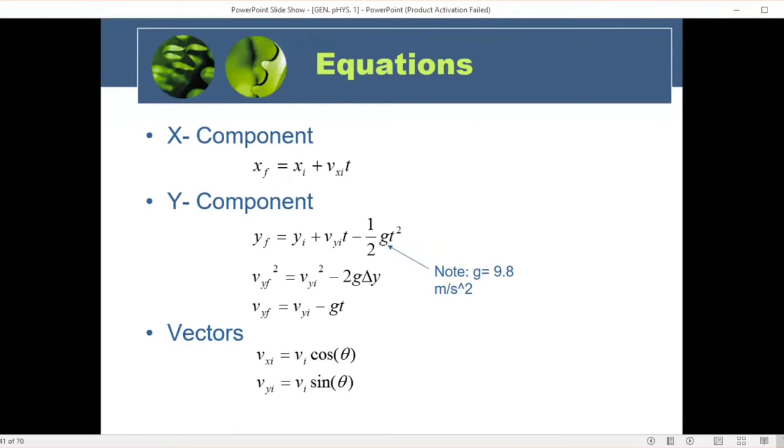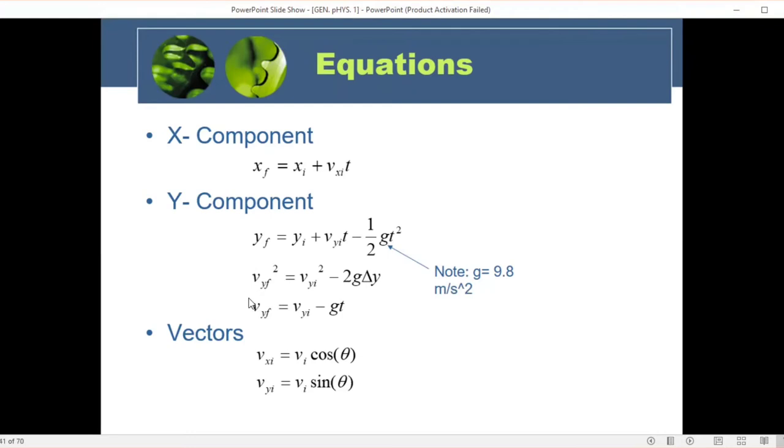To compute for the x component, x sub f, or the final component, is equal to x sub i, or the initial component, plus the velocity times time. However, for the y component, you have y sub f, or the final component of y, equal to y sub i, or the initial component of y, plus the initial velocity of y times time, minus 1/2 of the acceleration due to gravity, which is constant, equal to 9.8 meters per second squared, times the square of time.